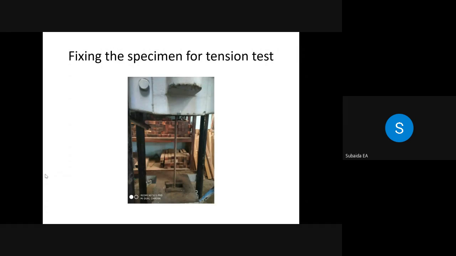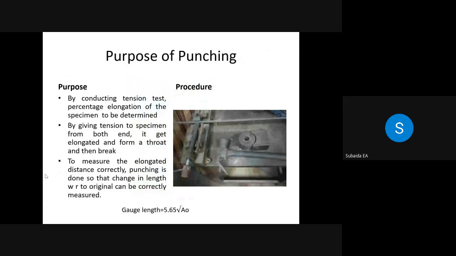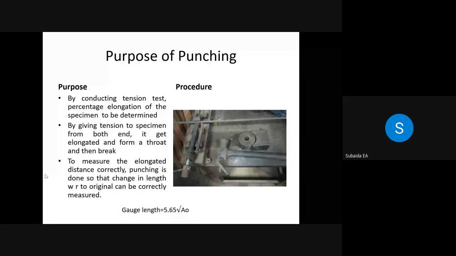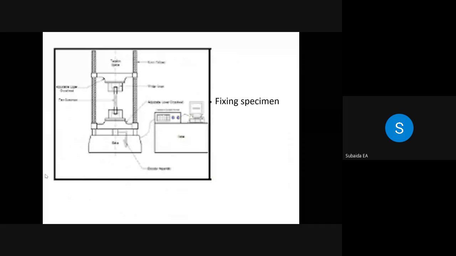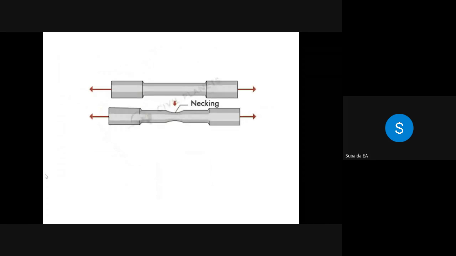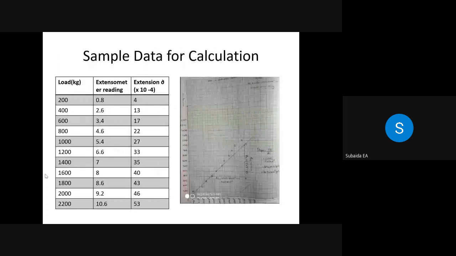Now you note down what is the load at regular intervals, then what is the corresponding elongation. You measure it from the extensometer, then enter it into the tabular sheet. So this is the schematic diagram of the specimen within the loading jaw. And this is the tabular column in which we are entering the readings.